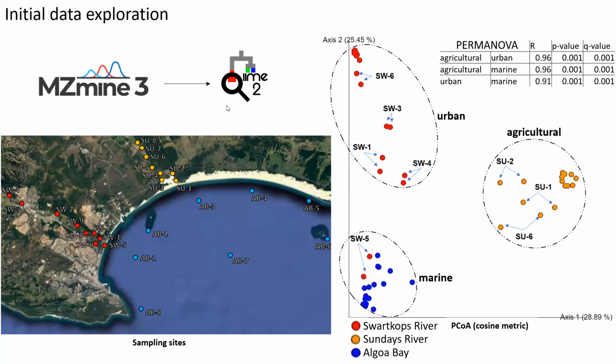So we essentially got the data, analyzed it through that, and then to get a first overview of what's going on. And we could right away clearly see that the samples from the different sampling sites cluster together, apart from one sampling site down here, SW5, which is our river mouth in Swartkops River. So this site is more associated with the marine samples, or less dissimilar to the marine samples than to the urban samples. Urban, this would be Swartkops River, and yellow, this is our Sundays River. So it was the first observation that we could distinguish this.